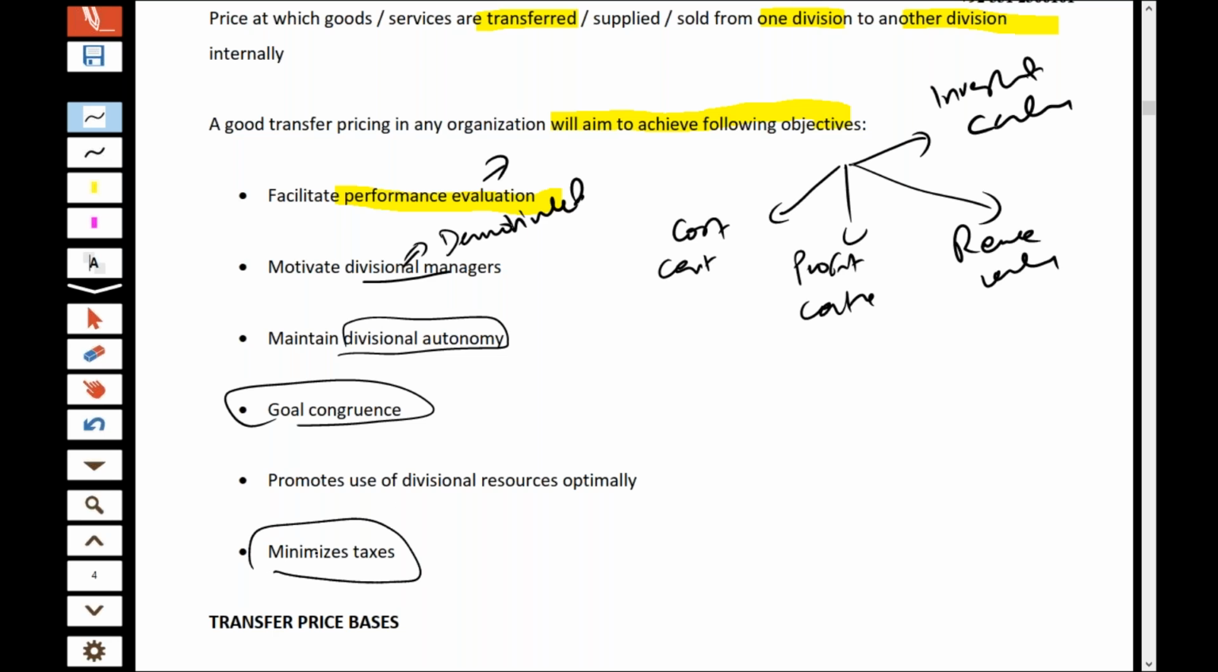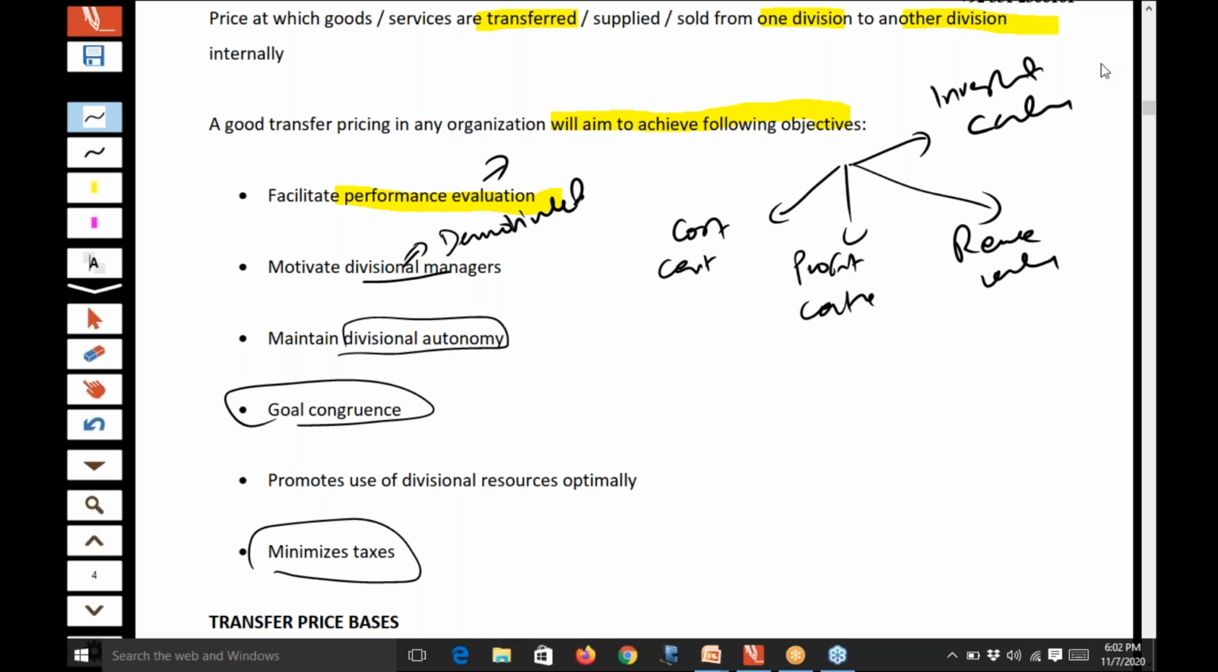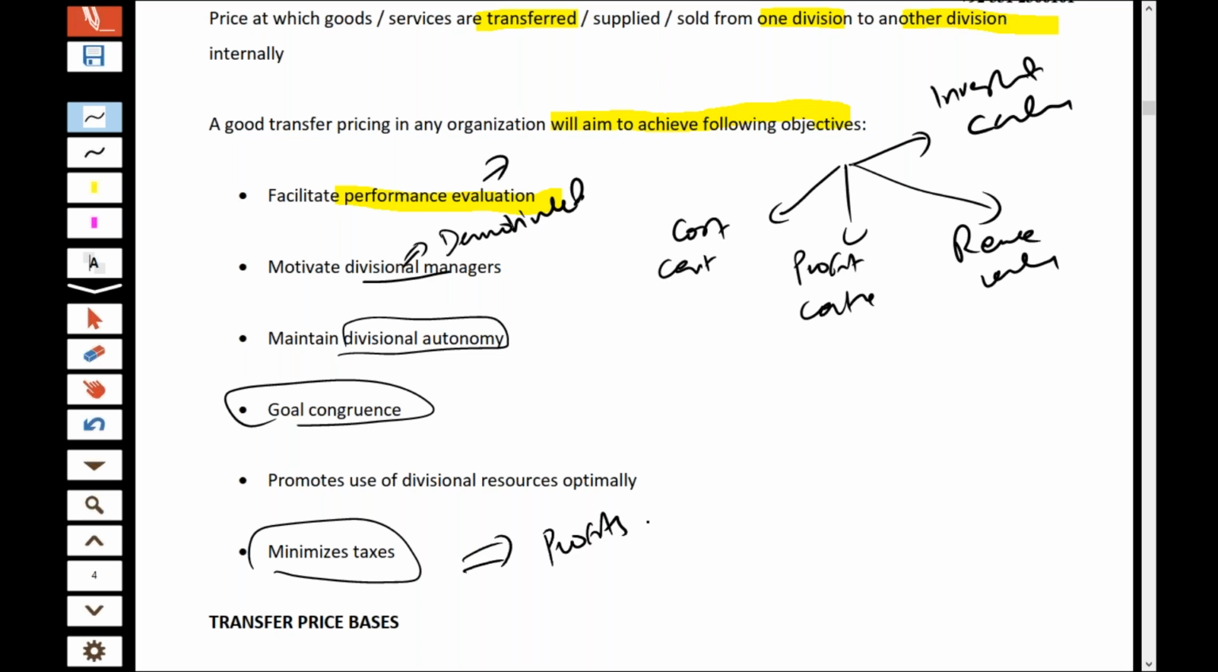Then it should be such that it should minimize the taxes. The profits are transferred from the jurisdiction where there is a high rate of tax to the jurisdiction where there is a low rate of tax. So that could also be done.